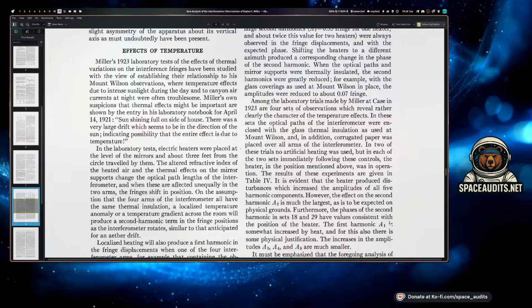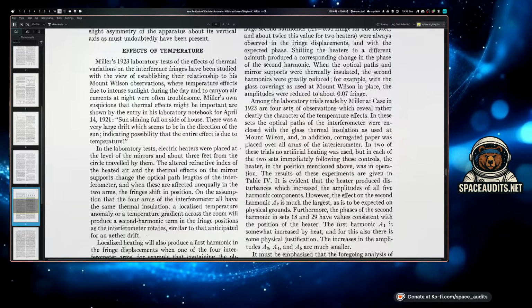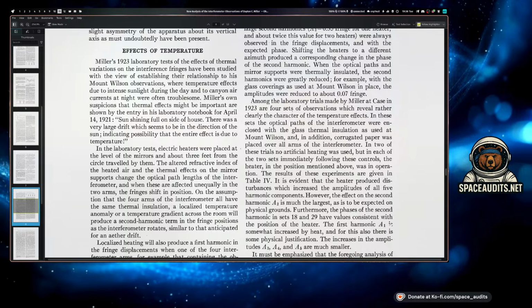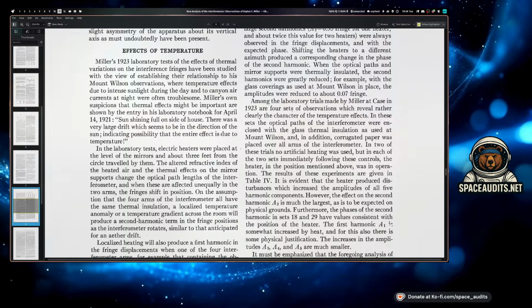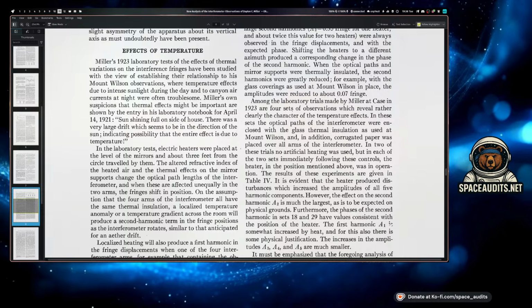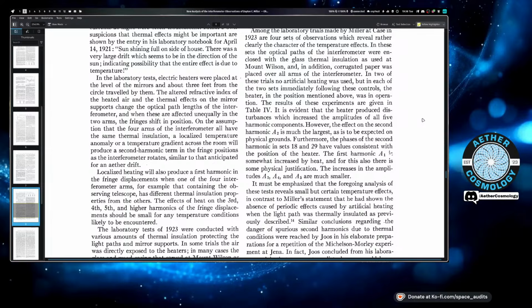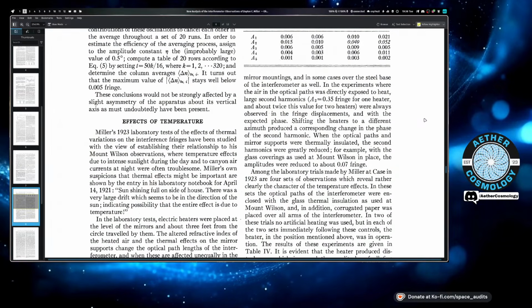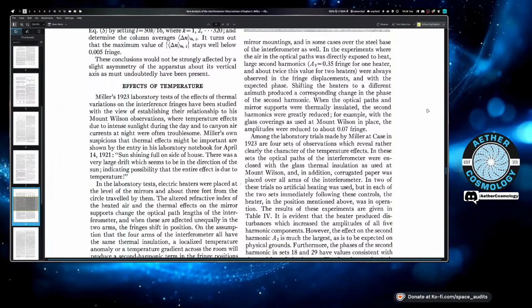The lab tests of 23 were conducted with various amounts of insulation protecting the light paths and mirror supports. In some trials, the air was directly exposed to the heaters. In many cases, the glass and wood casing that served at Mount Wilson as insulation for the light path was employed. And in certain experiments, additional corrugated paper was placed over the vertical glass walls of the casing, the mirror mountings, and in some cases over the steel base of the interferometer as well.